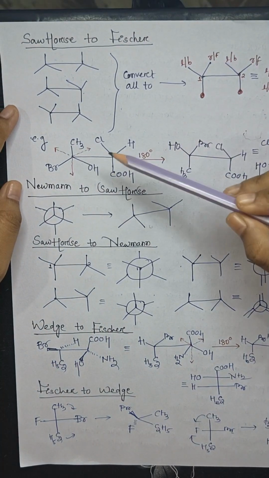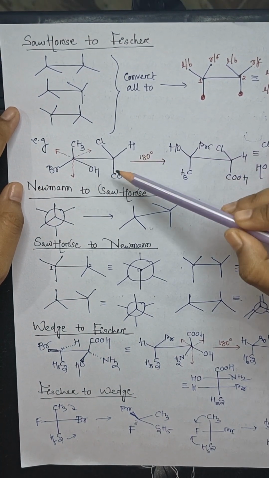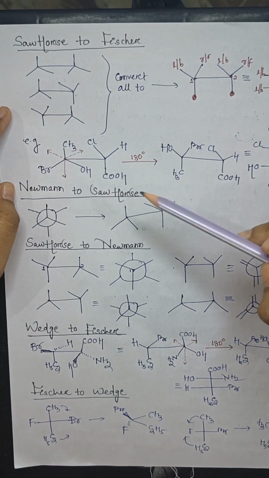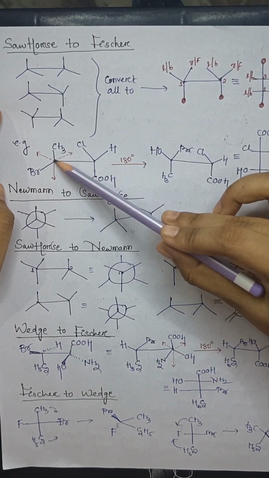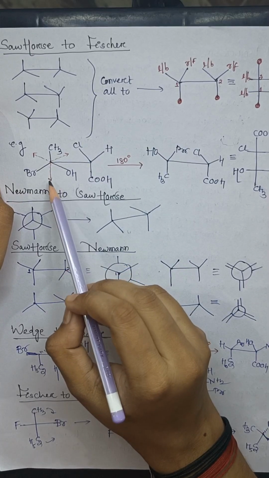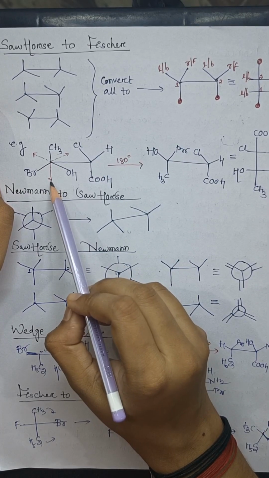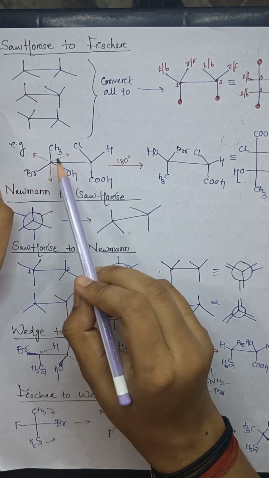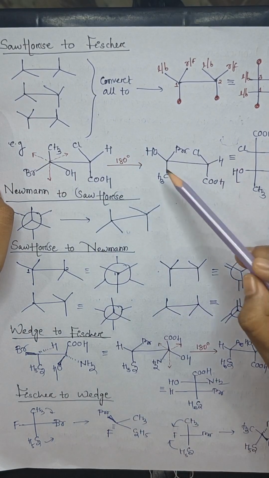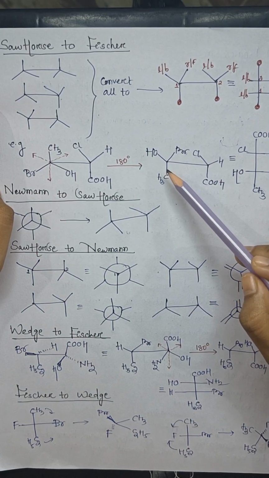So here we convert this molecule to this format. That means we have to do a 180-degree rotation of carbon number 1. So 180 means CH3 will come exactly opposite to it, bromine will come exactly opposite to it, OH will come exactly opposite of it. So this is what we get after 180-degree rotation.